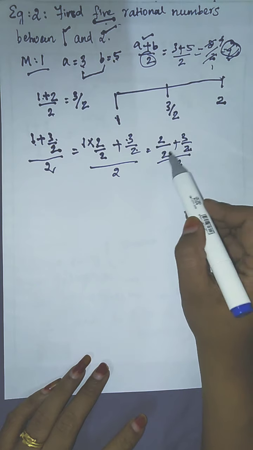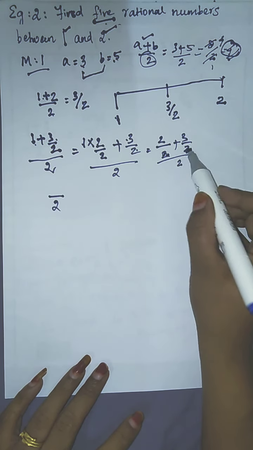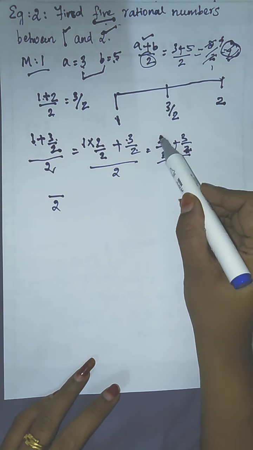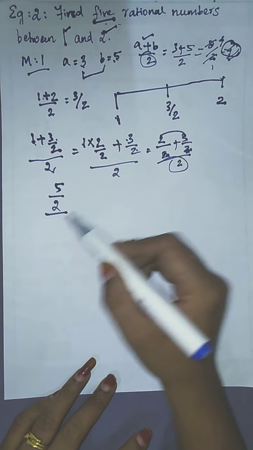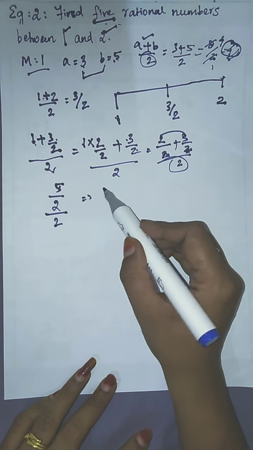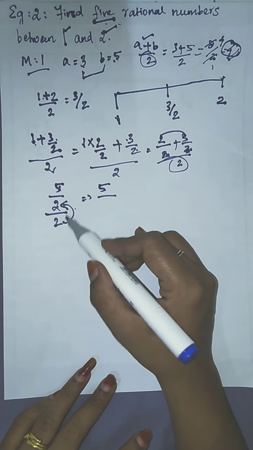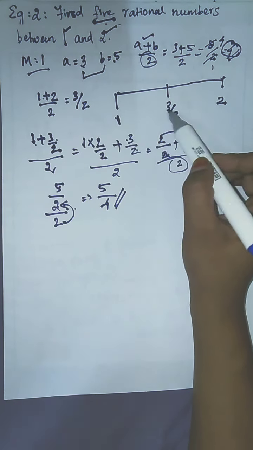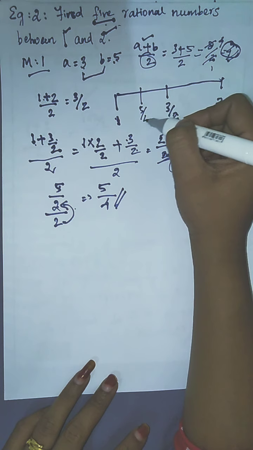Now the 2 is common on both sides. So we can put it as common. So 2 plus 3, 5 divided by this 2. So here 5, and if the 2 comes here, it will become 2 into 2, 4. So this is the answer. So between 1 and 3 by 2, the value is 5 divided by 4.